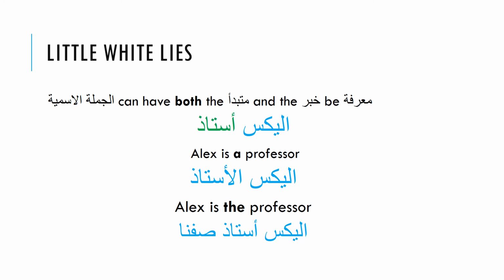Well, we're going to have to say it as ma'rifa because he's the professor. There's only one, right? It's something we know about. So here we're going to have to say Alex al-ustaz. Well, that's really confusing because the two match, they're both ma'rifa. We don't have a distinction between the two in the sentence, right? We could also say Alex ustaz safna, right? We have the same problem.